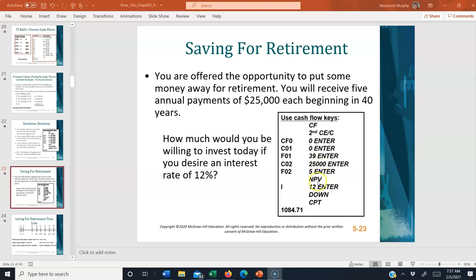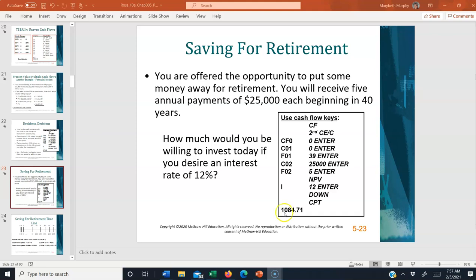$25,000. Okay, so we want to find the net present value, hit the NPV. It's going to ask for the interest rate. We're going to hit 12 and enter. We're going to hit the down arrow, and then we're going to hit the CPT, the compute button. That investment is worth $1,084.41.